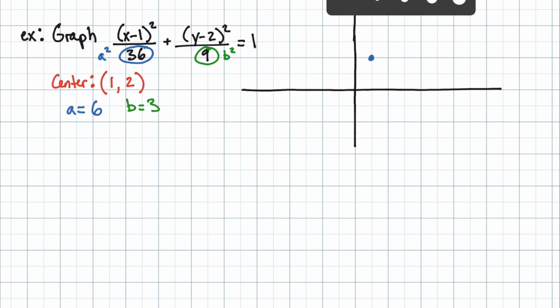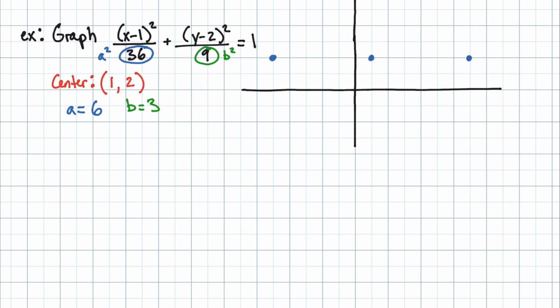Okay, so my a value is 6. Remember, a is the distance along the horizontal axis. I remember it because it's underneath x. X is a horizontal variable. So I'm going to go out 6, left and right. 1, 2, 3, 4, 5, 6. And 1, 2, 3, 4, 5, 6.